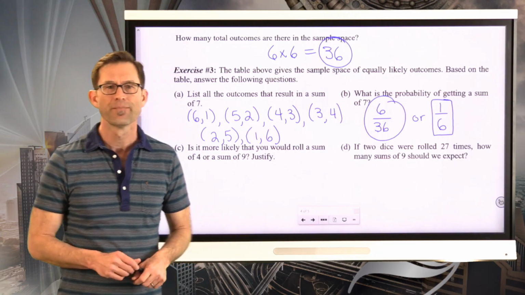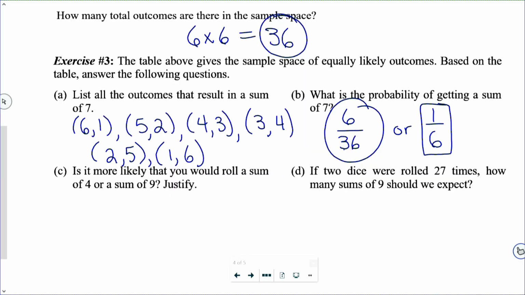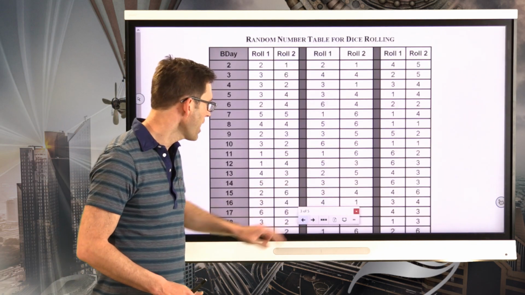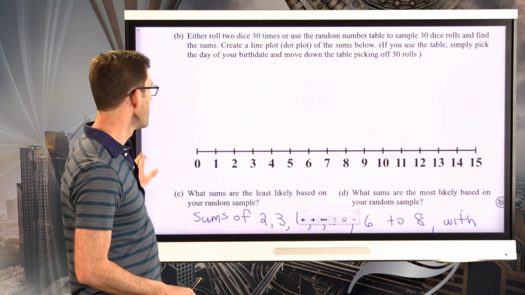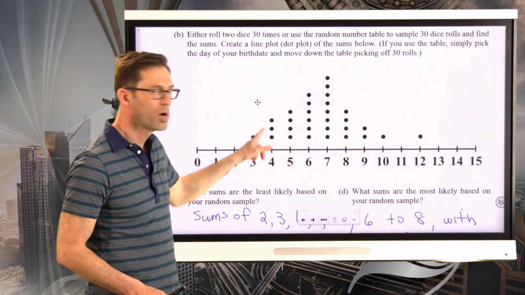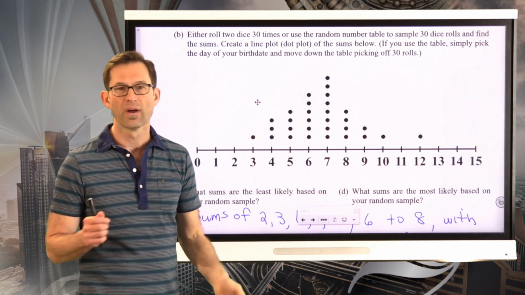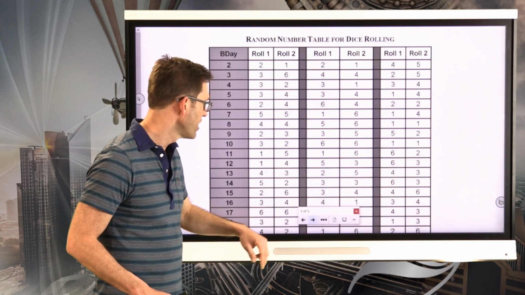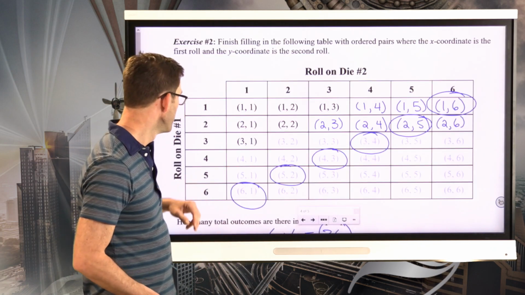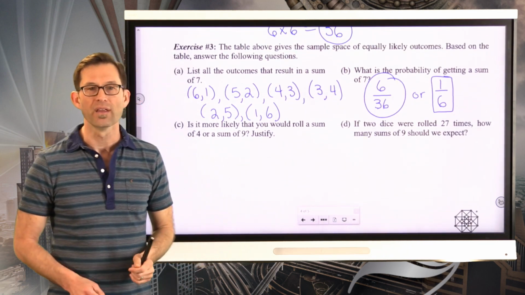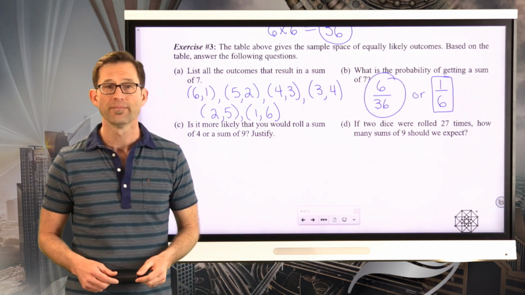Let's take a look at letter C. Is it more likely that you would roll a sum of 4 or a sum of 9? Justify. So which is more likely? Would I get a roll of 4 or would I get a roll of 9? If I go back a couple screens and look at my results, my 4, I had 3 of them. My 9, I had 2 of them. But that was just when I was rolling the die, when pure luck was kind of showing me what was going on. There are my numbers again. What I'd like you to do is try to use probability to figure out which one of those is more likely.